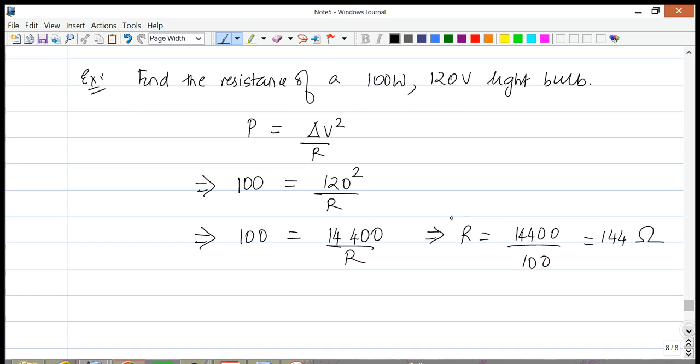Okay, so along these lines, why don't you find the resistance of a 60 watt light bulb and also of a 75 watt light bulb. These are all the bulbs that you come across in your daily lives.